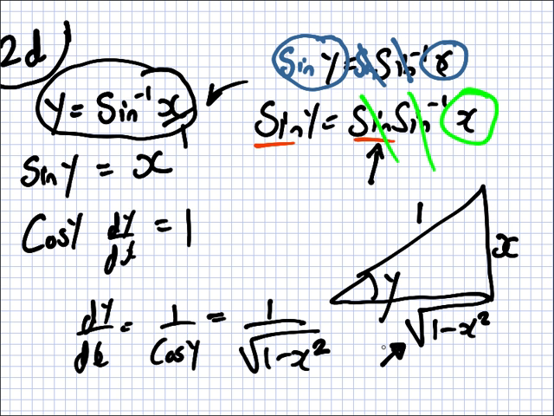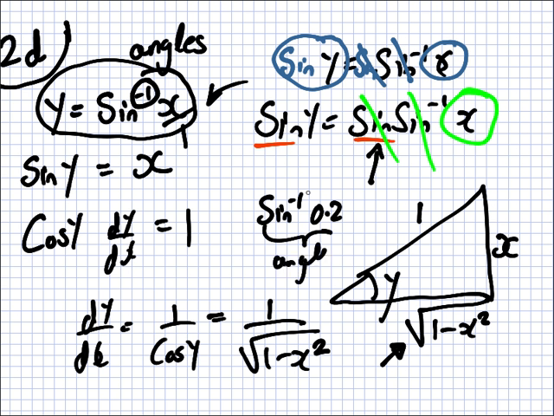How do you know it's the answer? Because the sine inverse function always gives angles. If you type in sine inverse 0.2, that's always going to give you an angle because of what the minus 1 does. I've seen this in the exam maybe twice. They asked this question.